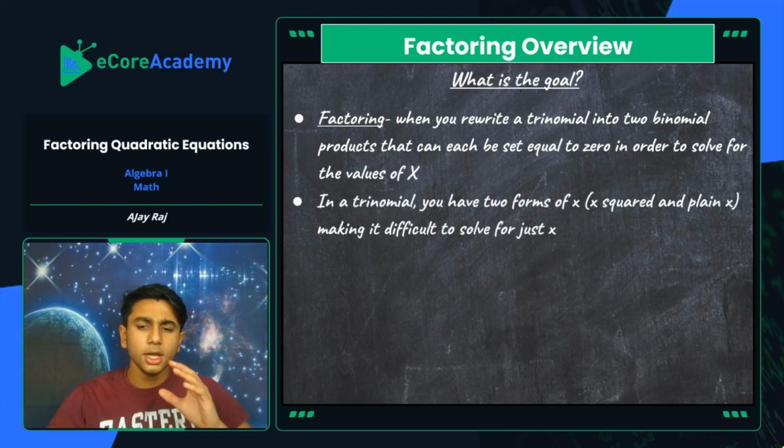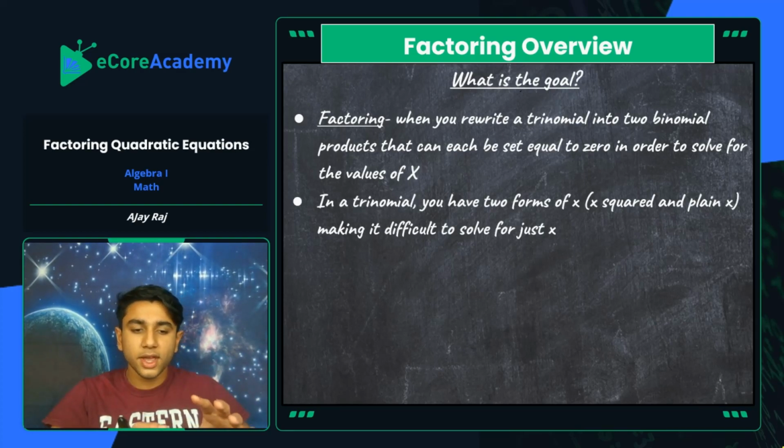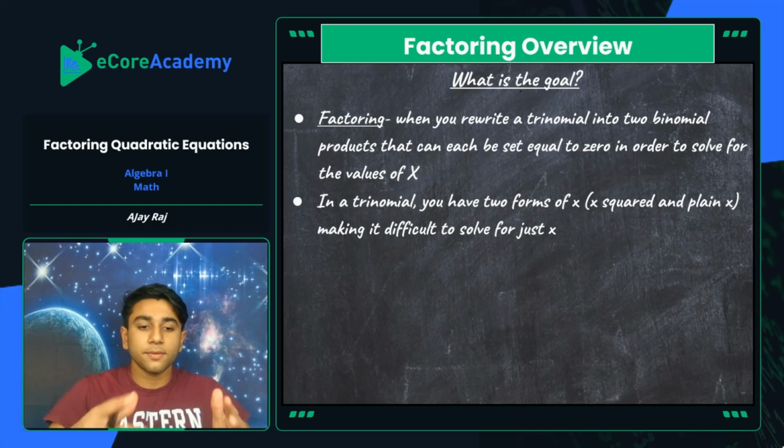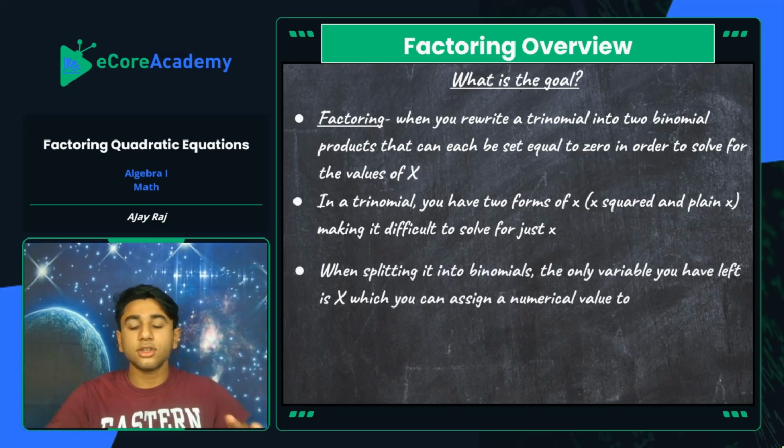In a trinomial, you'll have 2 forms of x. That's x squared and plain x, so that's x squared plus bx. Having 2 different forms of x makes it more difficult to solve for just x. In a linear equation, it's easier to solve because you're just left with x. No square roots need to be done, so it's a lot easier to calculate. So that's essentially what we're doing here.